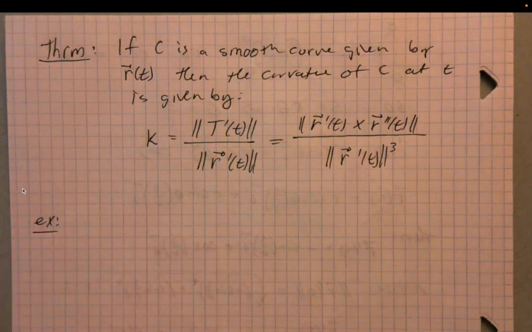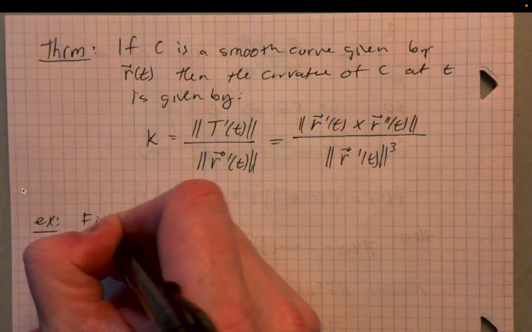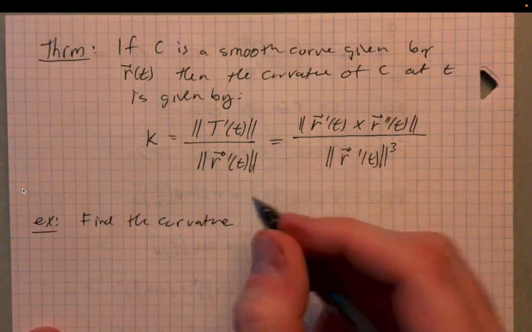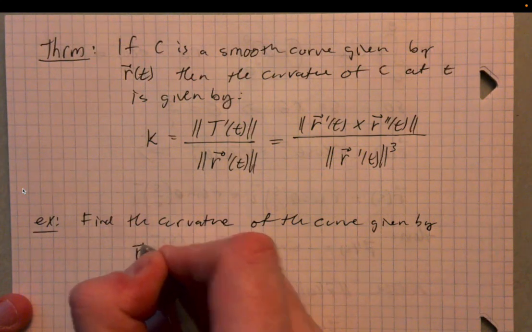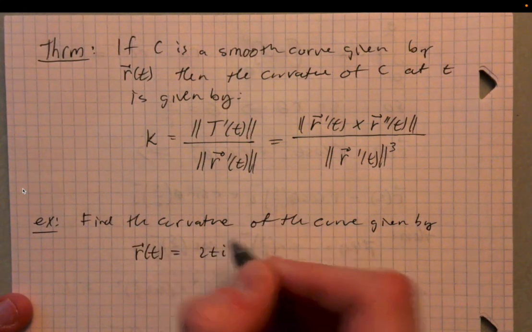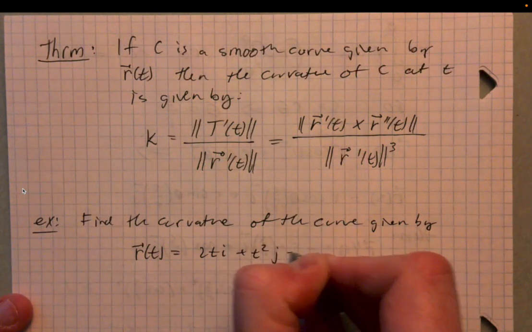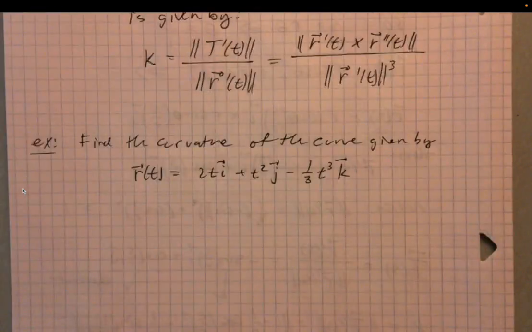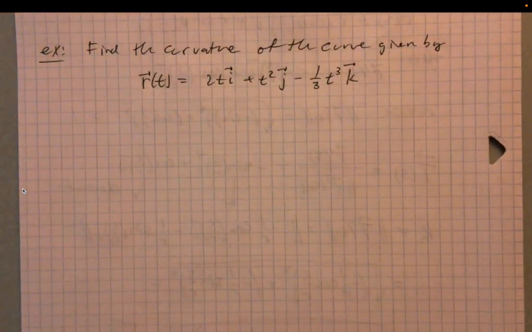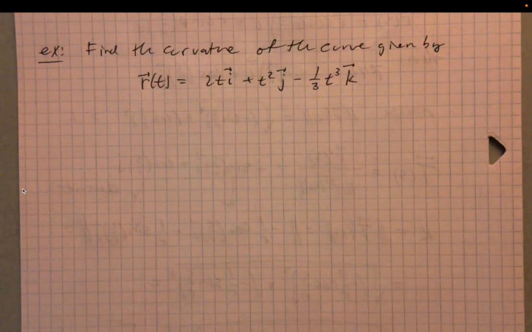Let's find the curvature of the curve given by r of t equals 2t i plus t squared j minus 1/3 t cubed k. Here is our vector valued function r, parameterized by just t. It's not clear whether the parameter t represents arc length, so we will proceed by calculating this the hard way. We can't just calculate the unit tangent vector.